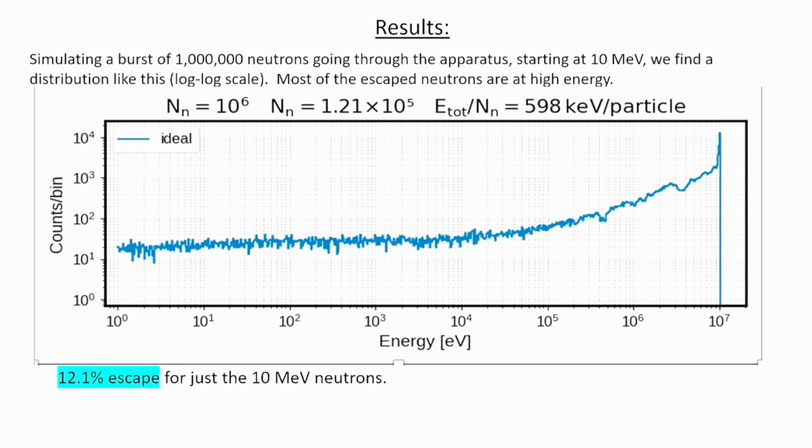Simulating a burst of 1 million neutrons going through the apparatus starting at 10 MeV, we find the distribution looks like this. Now this is a log-log scale. Most of the escaped neutrons are at high energy up here. Like I said, this is a log-log scale. Most of this is very small count. So roughly about 12% escape, just for the 10 MeV neutrons.